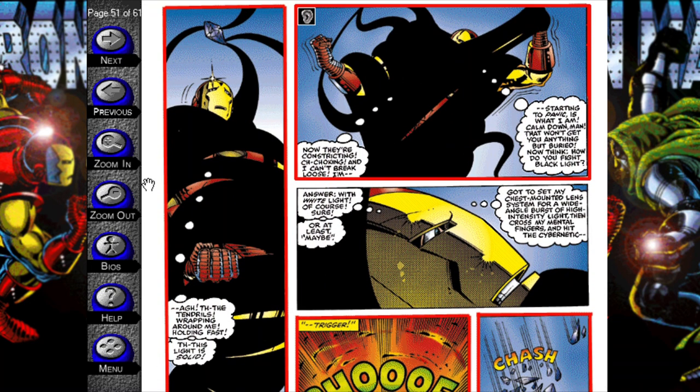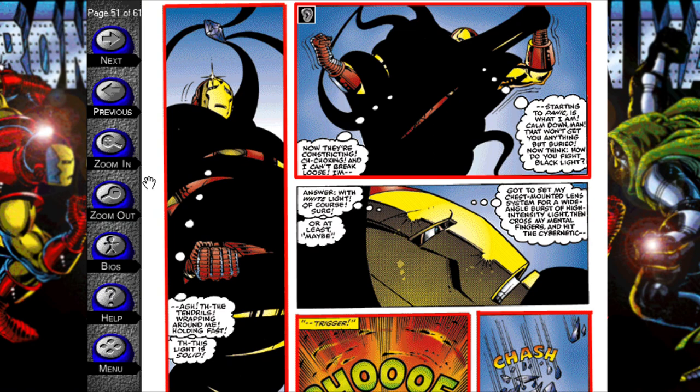Iron Man begins to panic as the solid black light crushes him. Regaining his composure, he focuses on a scientific solution to the problem. Figuring the way to fight black light is with white light, Iron Man triggers his chest unibeam, dispersing the tendrils.